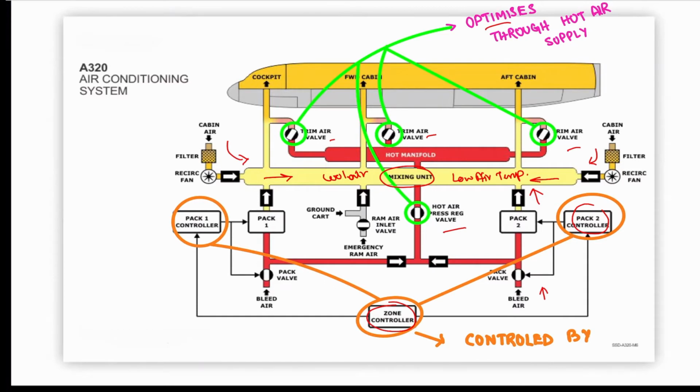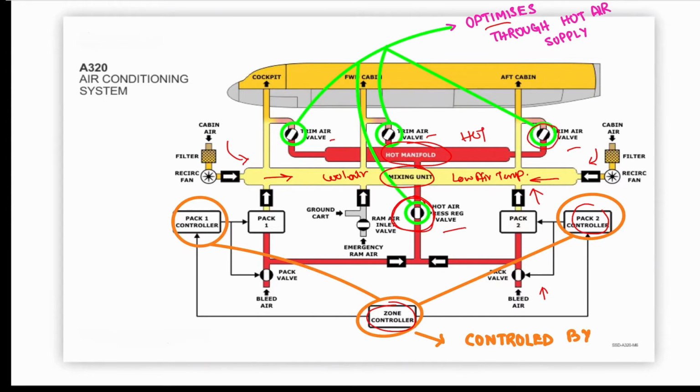You can see that the bleed air also has a diversion. This is the hot air pressure regulating valve. This is the hot air coming from the engine. So basically there are two lines, one that is going to the packs, where it gets cooler, and one that is coming normally. There is no cooling unit, so that goes to the hot manifold. Now the mixing unit has the cool air, and the hot manifold has the hot air.